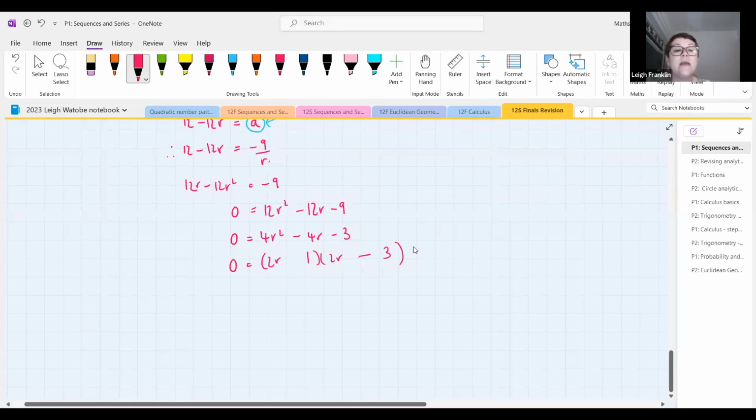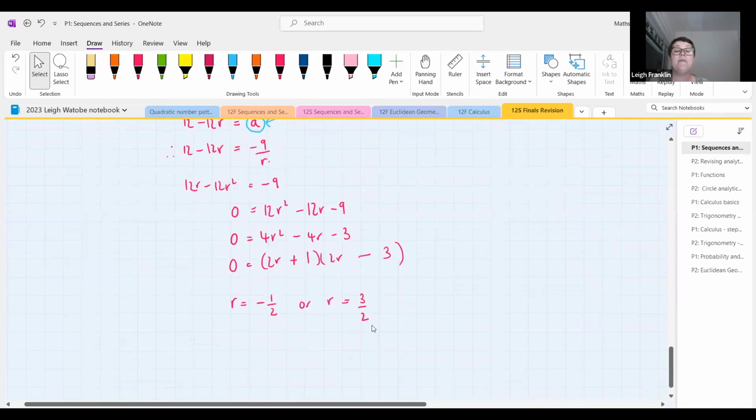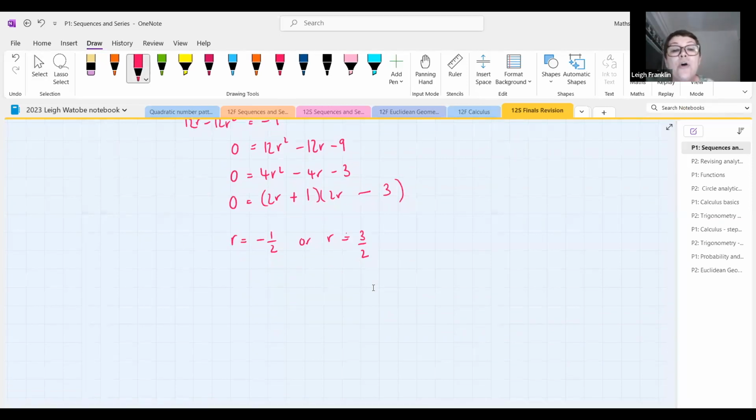So we're going to put a minus there. We're going to put a plus over here. So either R is equal to minus 1 over 2, or R is going to be equal to 3 over 2. And because this is a converging geometric series, remember there is a restriction on R. R has to be between -1 and 1. Okay, so we have to show that in the context of this question, R cannot be equal to 3 over 2. Okay, so your only solution, R is equal to minus 1 over 2.